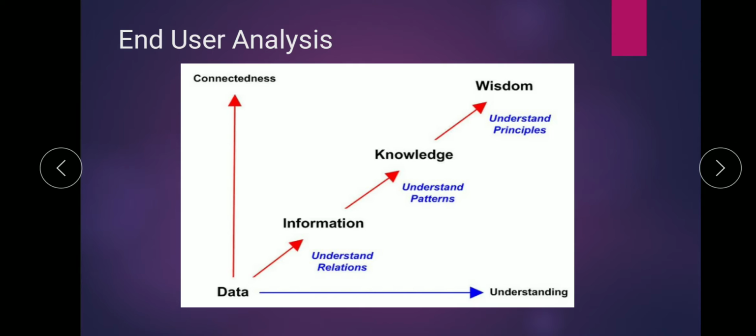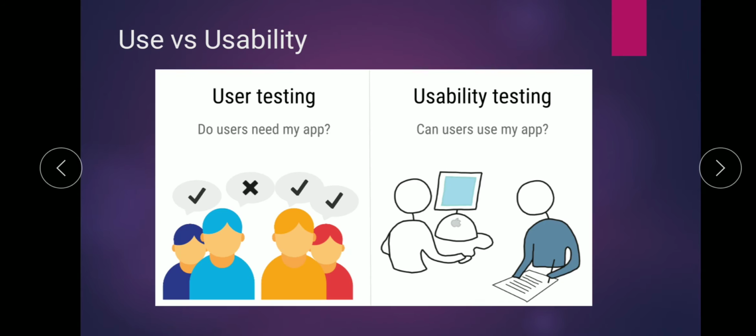So that was one very important study that was carried out at OnePlus, and it is a really successful project, right? OnePlus is almost an equal competitor to Apple in terms of performance, camera and stuff, right? So this is called end user analysis. And next, you need to understand the difference between use and usability.